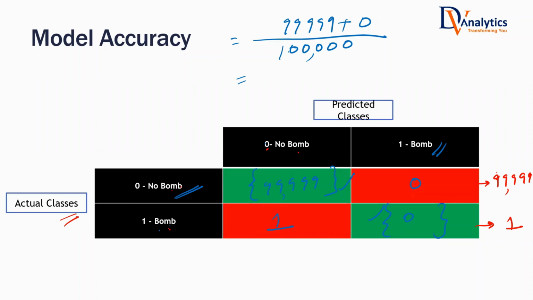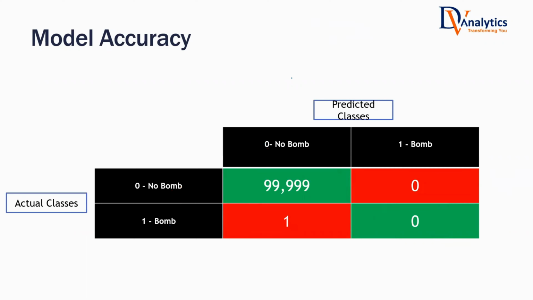99,999 divided by 1 lakh, which is 99.999% accuracy. So this model is 99.999% accurate. Tell me one thing. Why did we build this model? What was the purpose of the model? To detect the bomb. And the model accuracy is 99.999%. Did the model really detect the bomb? No. Did it solve our purpose? No, sir. Finally, out of 1 lakh cars, 1 car has the bomb.